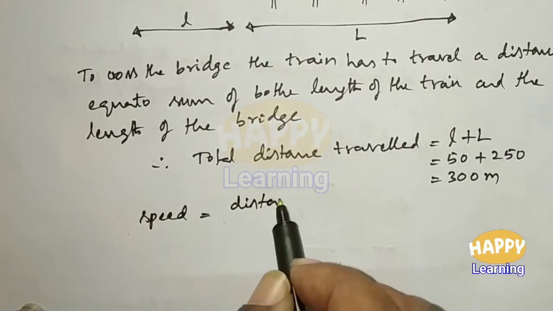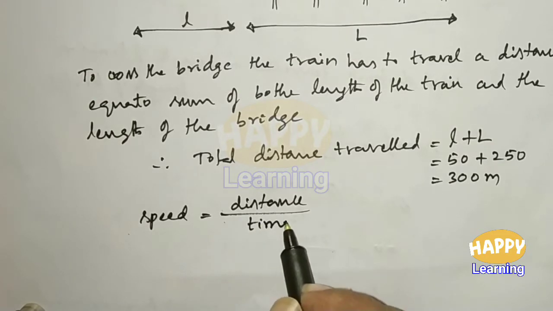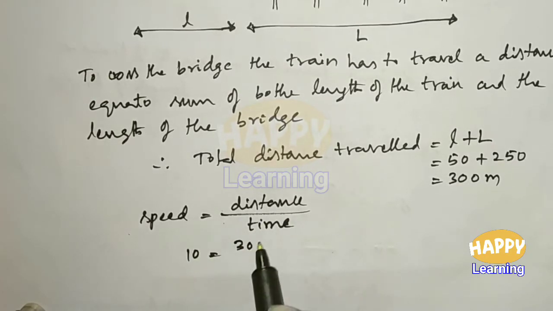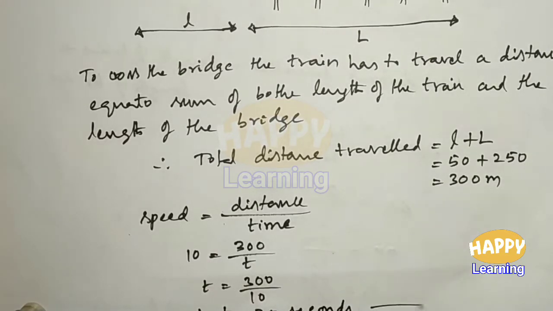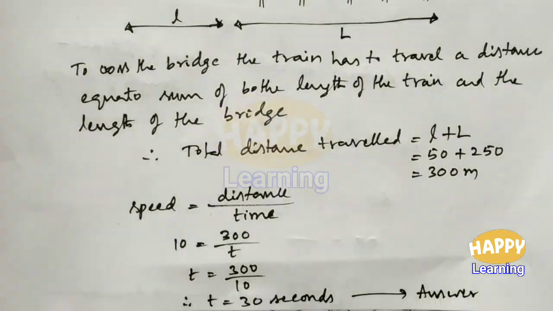Speed is given by distance by time. So speed is 10, distance in this case is 300, by t unknown. So t equal to 300 by 10, that is equal to 30 seconds. This is the answer. So in the second case t equal to 30 seconds. Note down the difference between crossing a pole and crossing a bridge. To cross the pole, length of the train is the distance travelled. To cross a bridge, length of the train plus length of the bridge is the distance travelled.